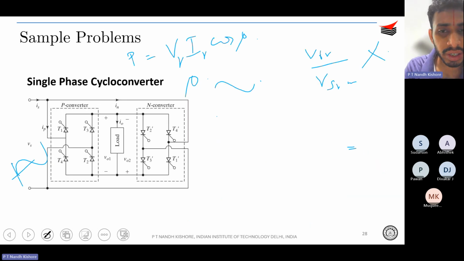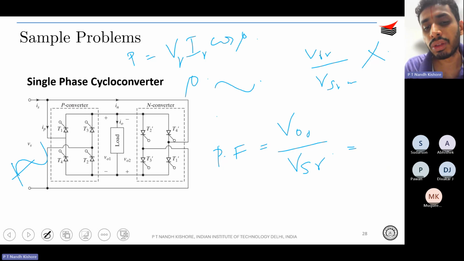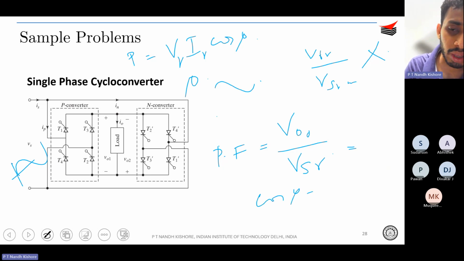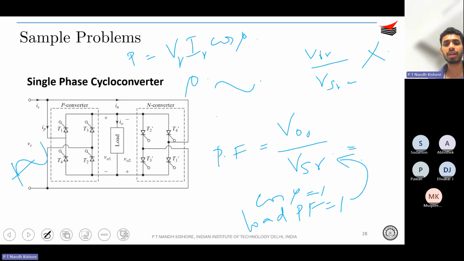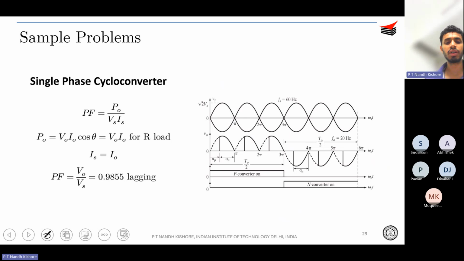So when you say that the power factor, as we saw earlier itself, is V naught RMS over Vs RMS, this is applicable only when cos phi is 1. Only when, let me clarify it, only when load power factor is 1, overall power factor is going to be V naught RMS over Vs RMS. So that is what we have done over here as well. We know V naught RMS from the previous question, and we know Vs RMS. Vs RMS is basically 230 volts, right? 230 volt was given.